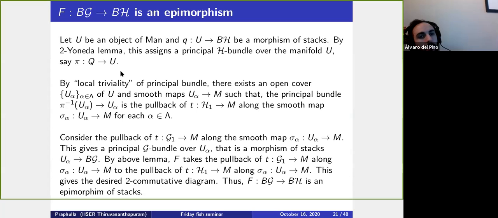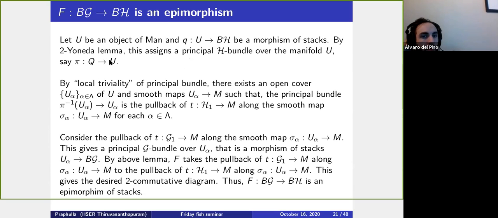So then here I am trying to prove that BG to BH is an epimorphism. So what I'm supposed to do, I should take a morphism of stacks U to BH. Then I need to associate a morphism of stacks. I need to associate a principal G bundle over some other manifold. So if I start with a principal H bundle, that's a morphism, that's a surjective submersion Q to U.